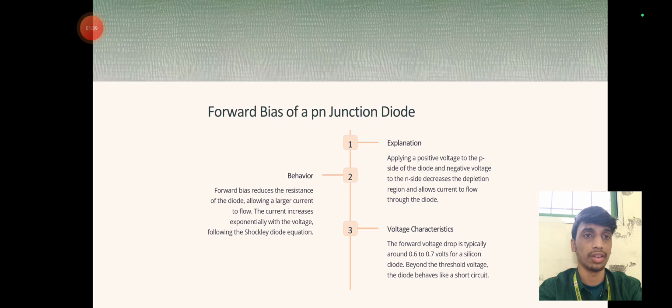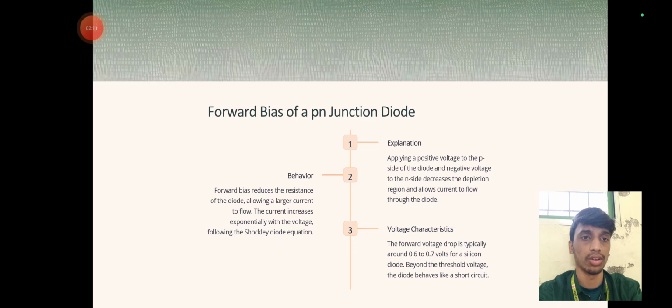Forward bias of a PN junction diode. Point 1. Explanation: applying a positive voltage to the P side of the diode and negative voltage to the N side decreases the depletion region and allows current to flow through the diode. Point 2. Behavior: forward bias reduces the resistance of the diode, allowing a larger current to flow. The current increases exponentially with the voltage.